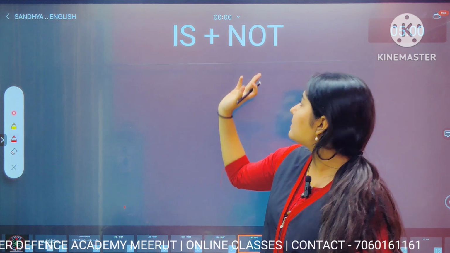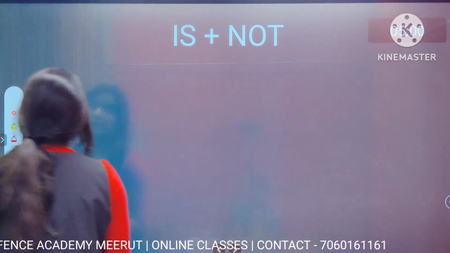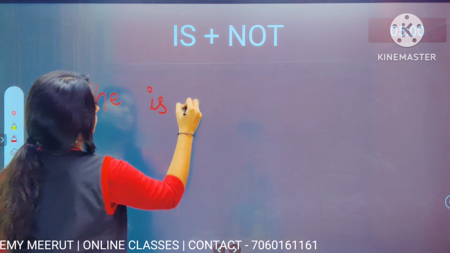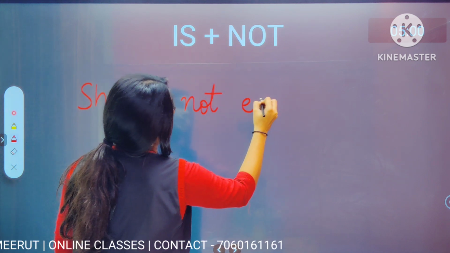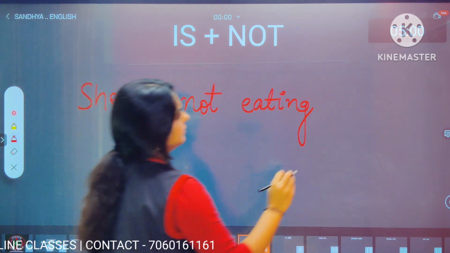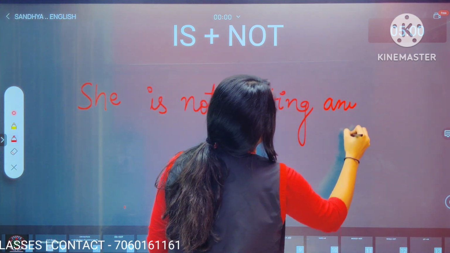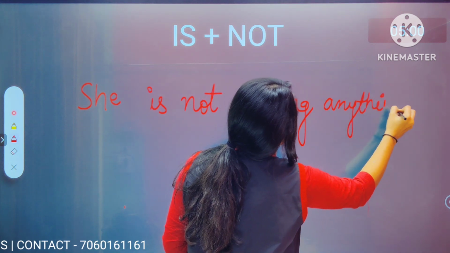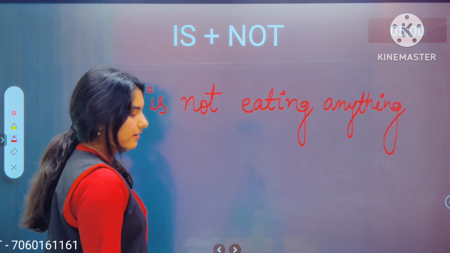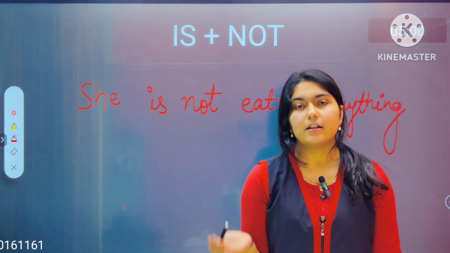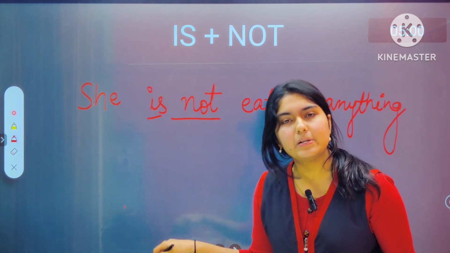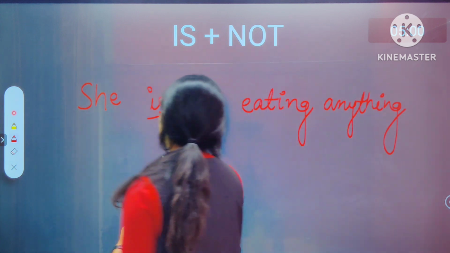Next we have the word is not, right? Is not. Let me just write a sentence of it. She is not eating. She is not eating. And let's add another word, anything. So the sentence is she is not eating anything, right? So after making a contraction of both these words, which two words, is and not, we got a simple new word, which is isn't.